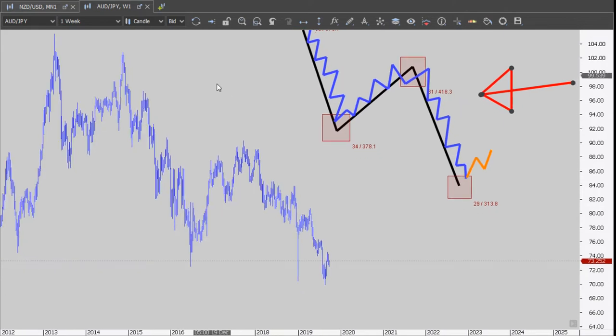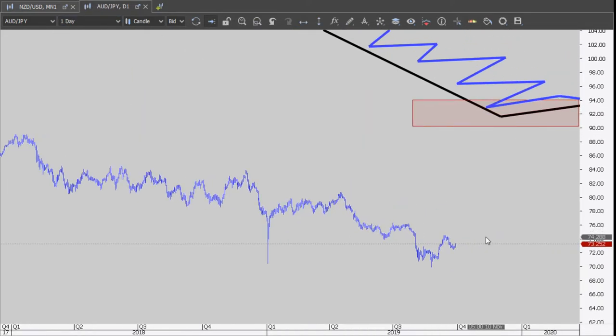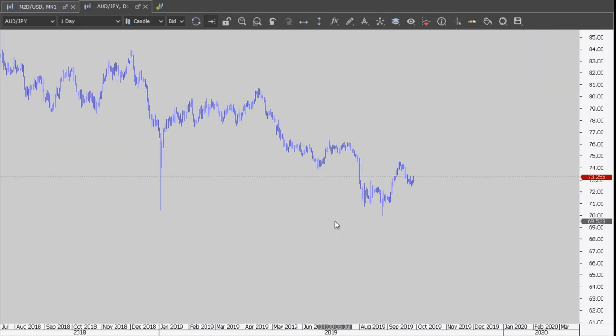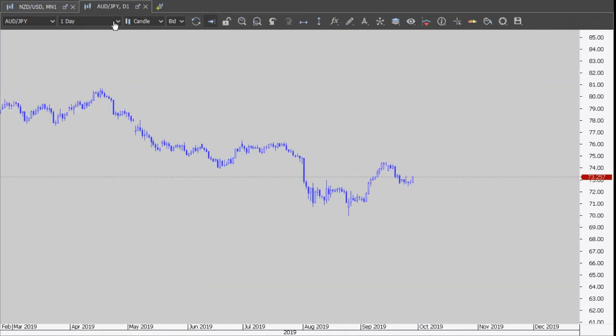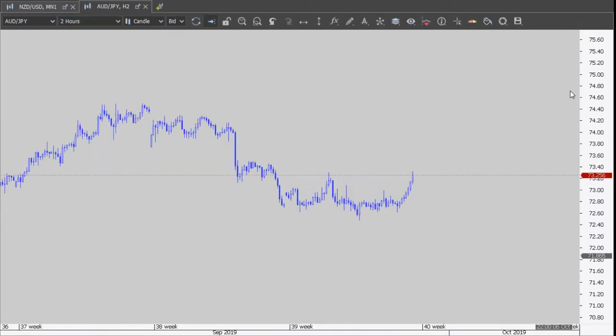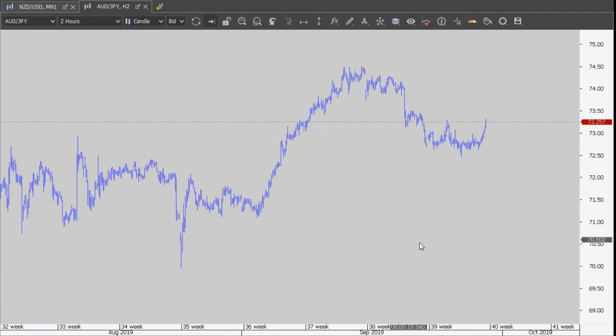Okay, now this is theory. Let's go into the live market. We're going to move from the weekly to the daily chart. And let's see if it's enough, right? Not enough. We're going to move from the daily to the 2-hour chart. 2-hour chart. Let me see. There you go. 2-hour chart.